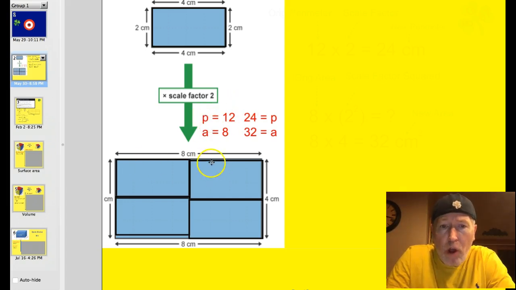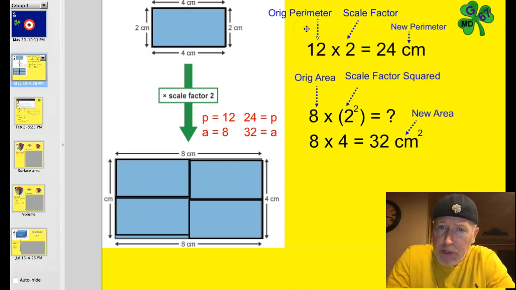Well, we could draw it out and say that if this side is 4, this side has to be 8. If this side is 2, this side has to be 4. And we could figure out that that perimeter is 24. But we can also use scale factor to do it. We can take the original perimeter and multiply it by the scale factor. Remember, the scale factor was 2, and we would get 24 centimeters.